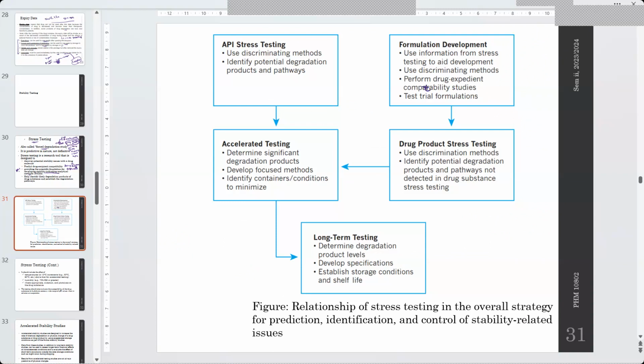So for stress testing of API, I can use a stability indicating method that can determine the drug in presence of a degradation product. I call it a discriminating method. And here I can separate degradation products and identify them. I can do accelerated testing; here I just talk about identification, so I talk about qualitative. When I do accelerated testing, then I want to determine the amounts and see which one is in bigger amount.